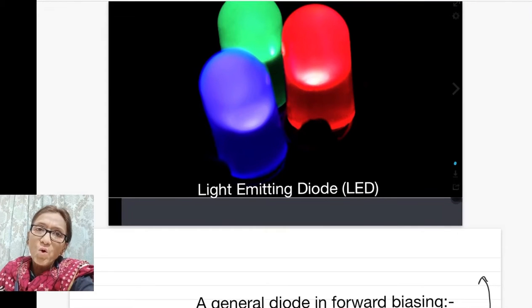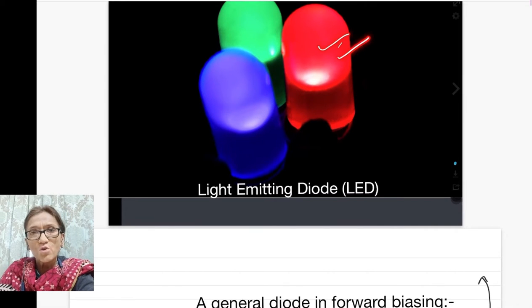Today we are going to discuss LED, light emitting diode. You have seen these lights at so many places. On electric switchboards, in remotes, in so many toys you have these kinds of lights. These are called LEDs. They emit light.